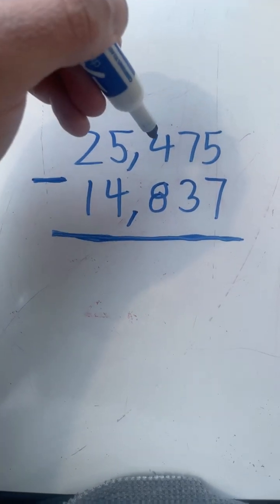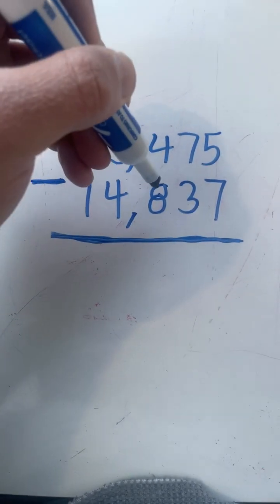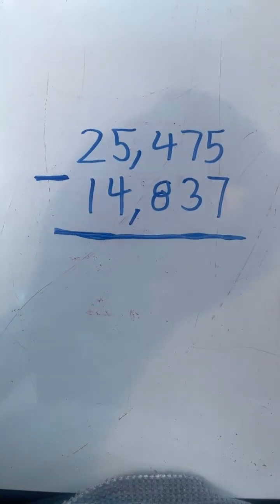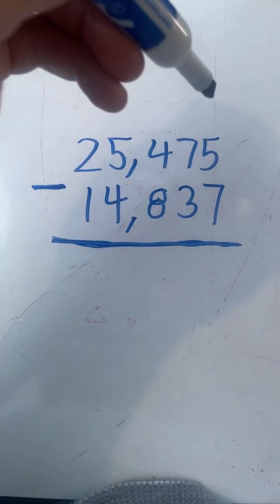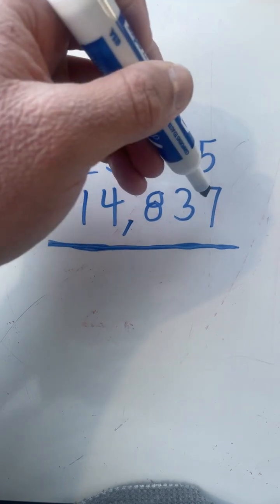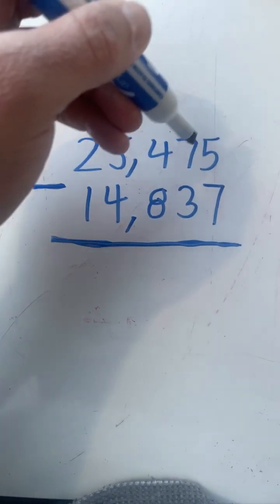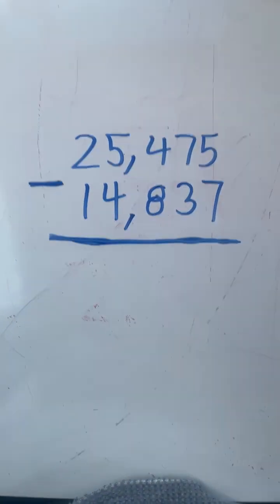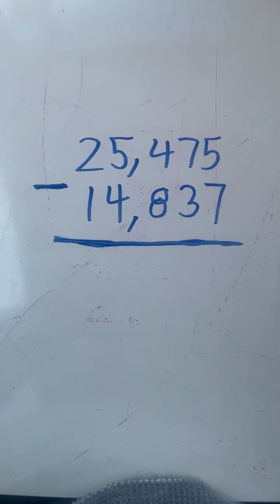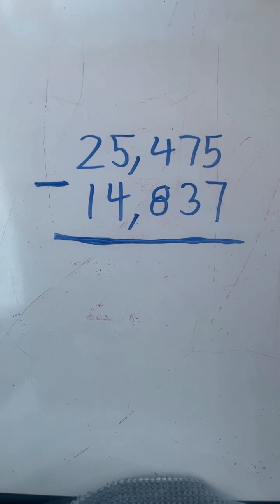You cannot start out with 4 and take away 8. The bottom digit is bigger. That needs to be regrouped. Also in the ones place, the bottom digit is bigger than the top digit. 7 is bigger than 5. That needs to be regrouped. You cannot start out with 5 and take away 7. So I'm going to do all of my regrouping before I do any subtraction.